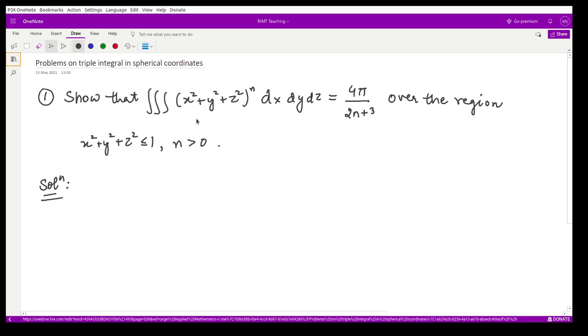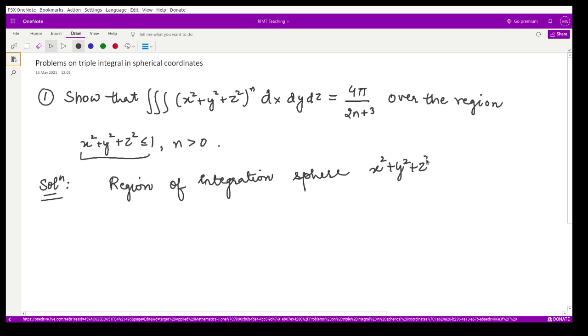So how can you identify by yourself that you want to use spherical polar coordinates here instead of the given Cartesian coordinates? One reason is that the region on which integration is to be performed is a sphere, whose equation is x² + y² + z² = 1. So this is the given sphere, and it would be more convenient to use spherical coordinates instead of Cartesian coordinates.